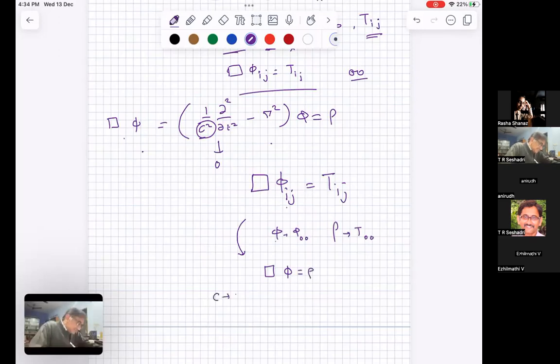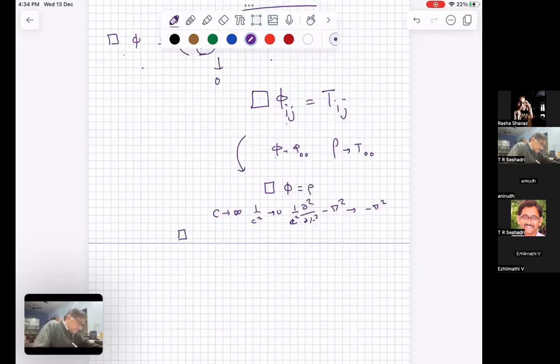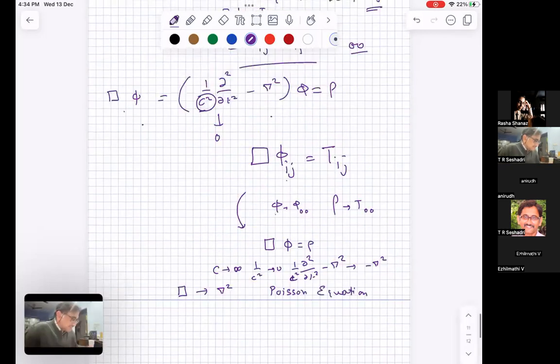In the limit of c tending to infinity, 1 by c square tends to 0, and 1 by c square del 2 by del t square minus del square tends to minus del square. So box tends to del square, and I get back the Poisson equation. This could be one of the approaches one could take. But again, this is a problem because of what I mentioned.